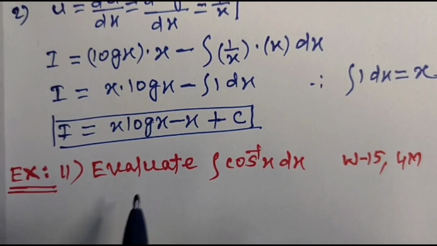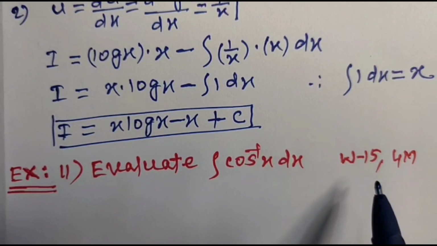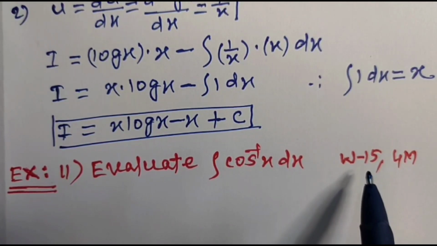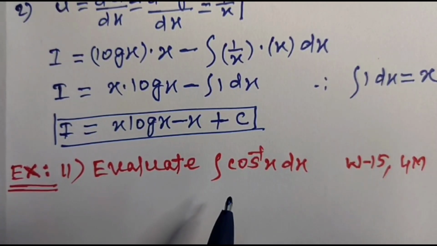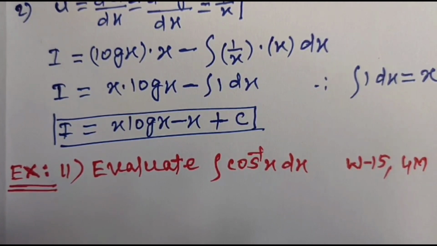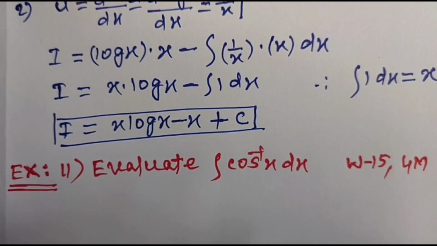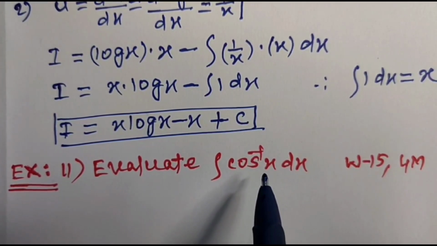Example number 11. Evaluate the integral of cos inverse x with respect to x. This sum appeared in winter 2015 for 4 marks. There is no standard formula for finding the integral of cos inverse x. To find the integral of any inverse trigonometric function, we have to apply the by parts method. To apply it, one function is already given. We have to consider the second function as an algebraic function, and that is nothing but the multiplicative identity 1.